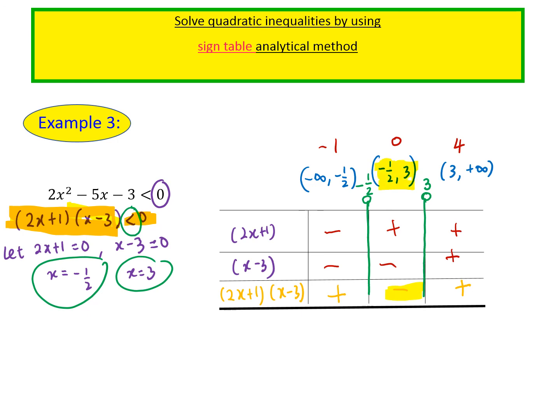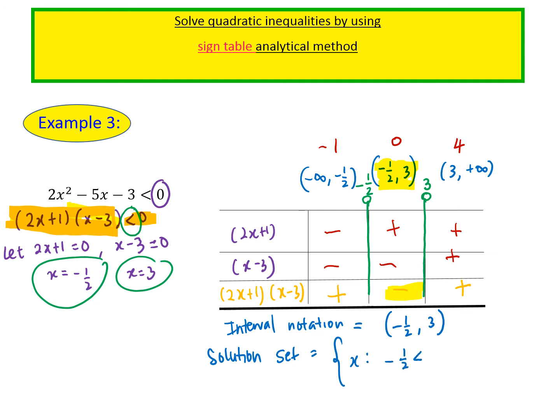So now I can write interval notation equals negative half, 3, open, open. And solution set equals curly bracket x such that x is between negative half and 3. The symbol of inequality is less than because the bracket is open.